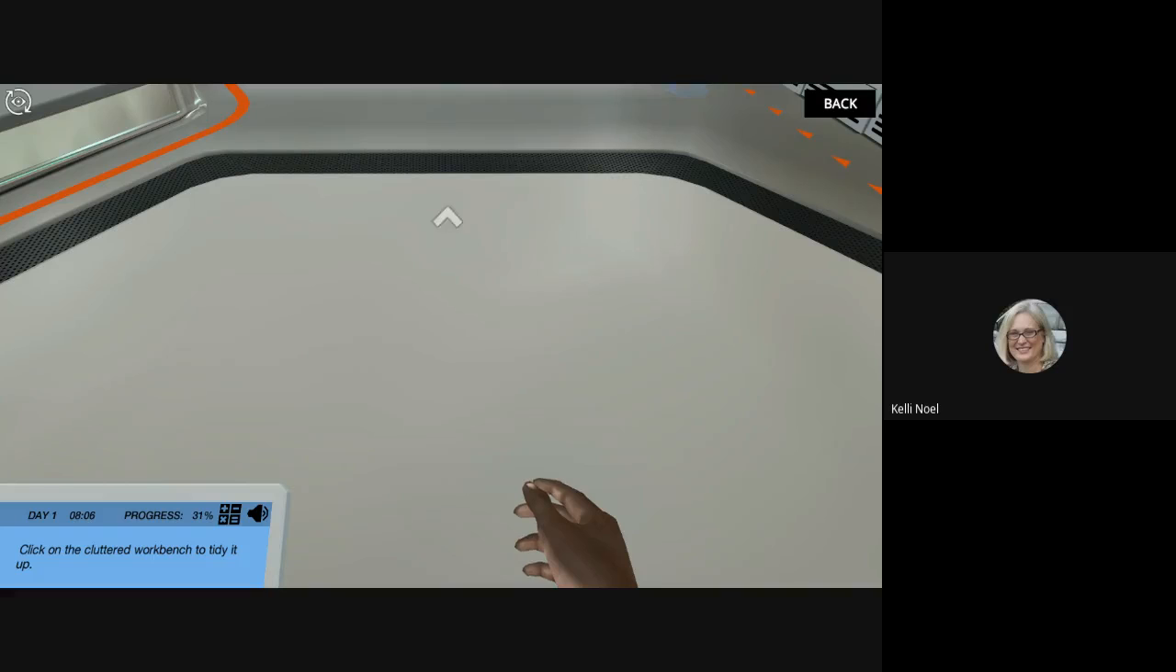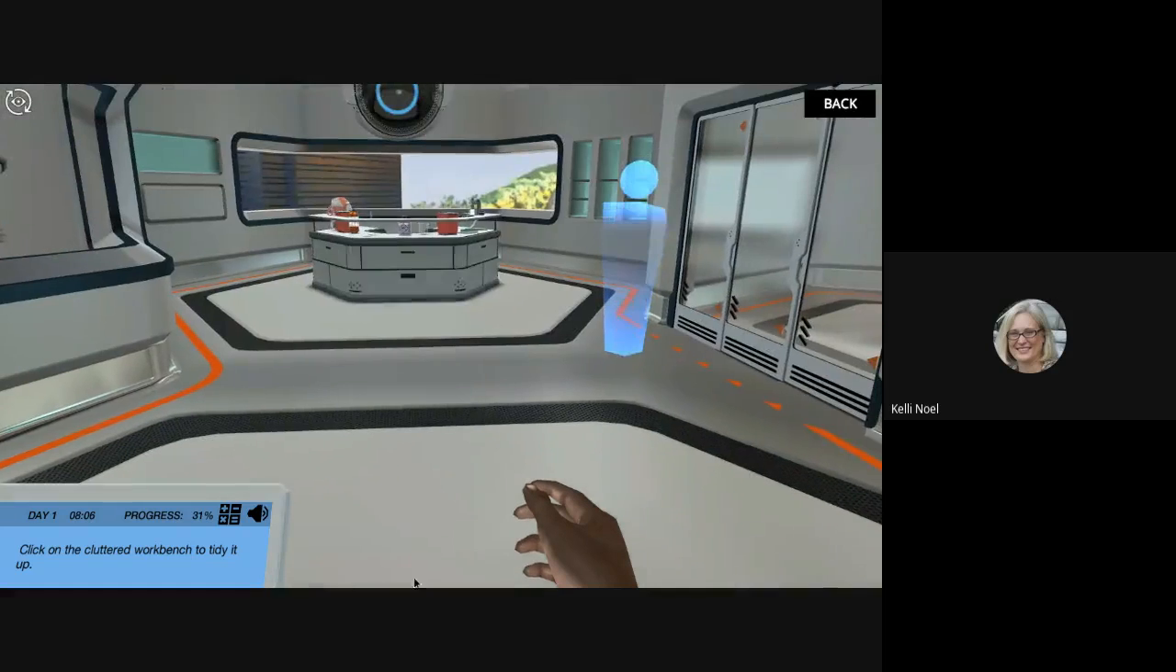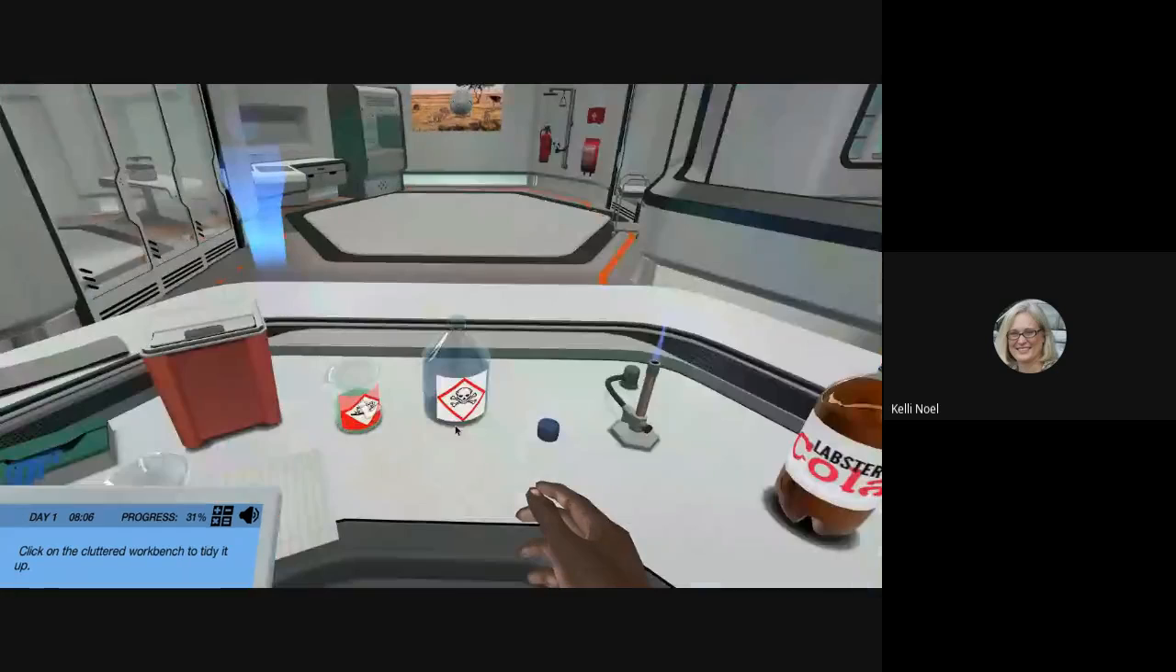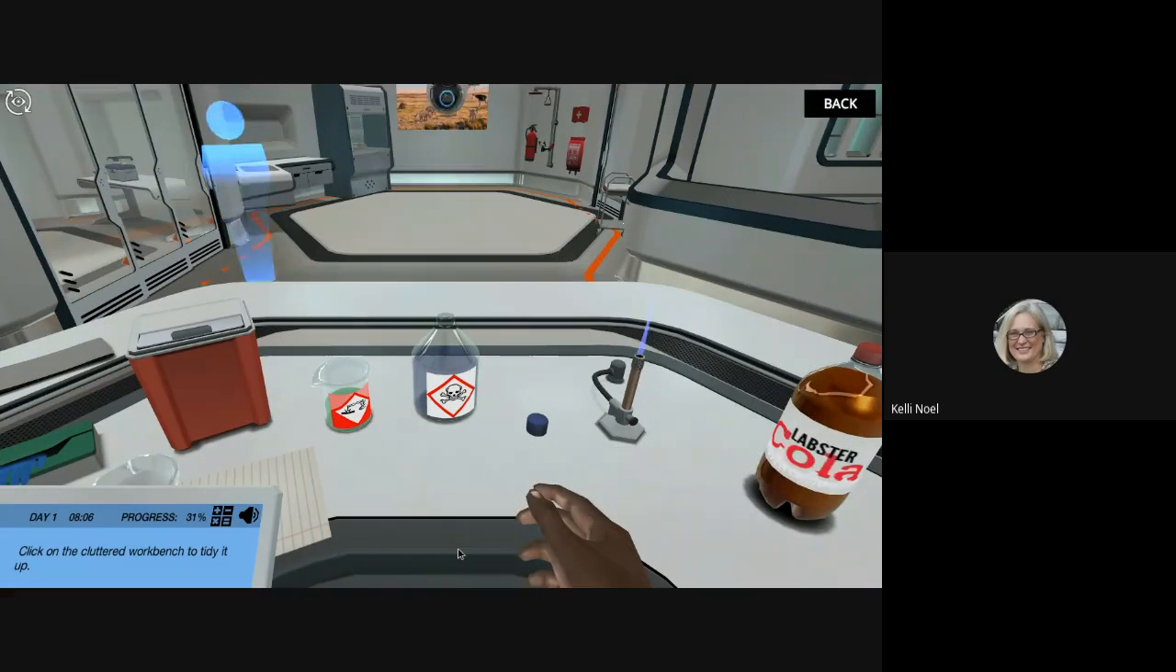Click on the cluttered workbench to tidy it up. So I'm just dragging up. Oh dear, this workbench is a real mess. Hopefully, you will never see something like this in a real lab. Let's take care of the problems one by one.